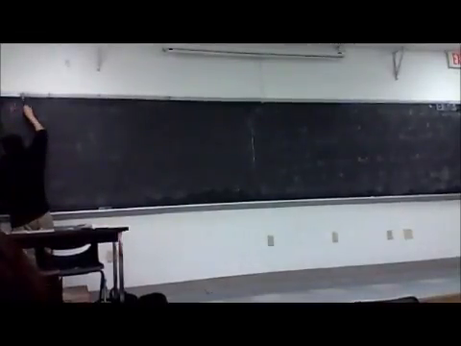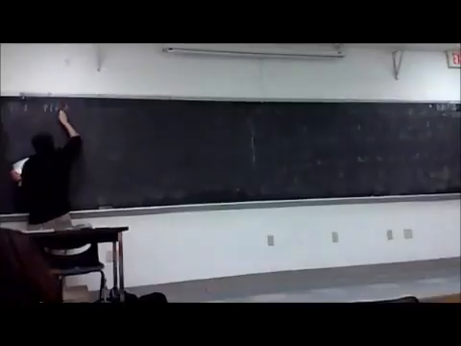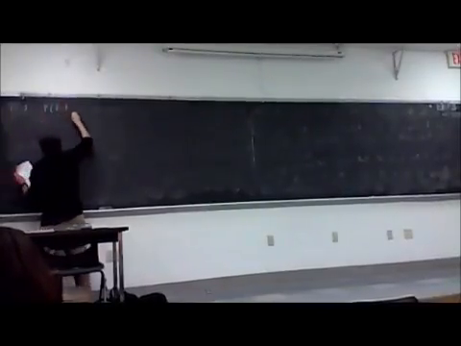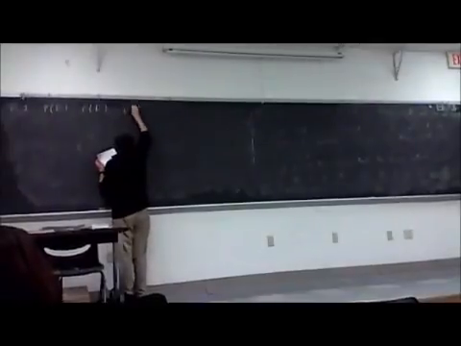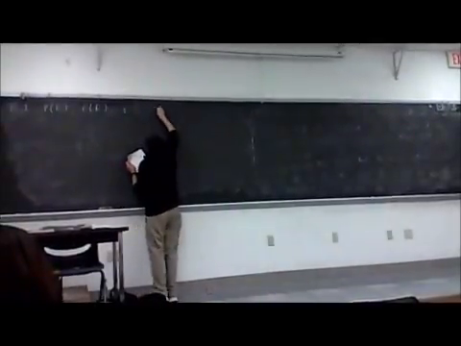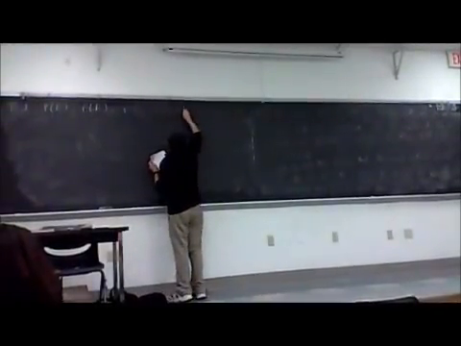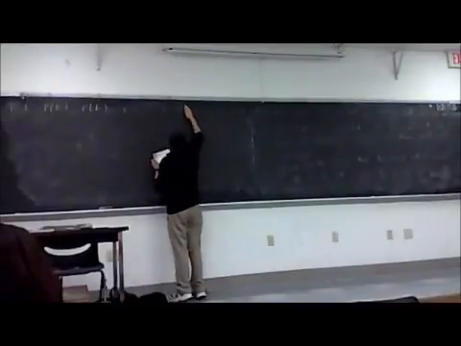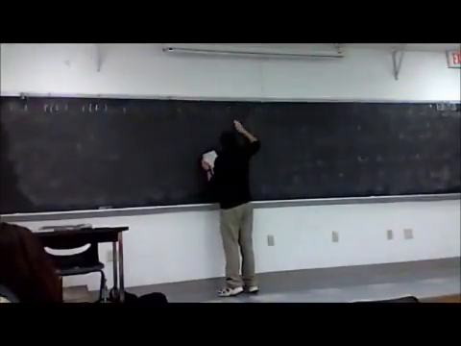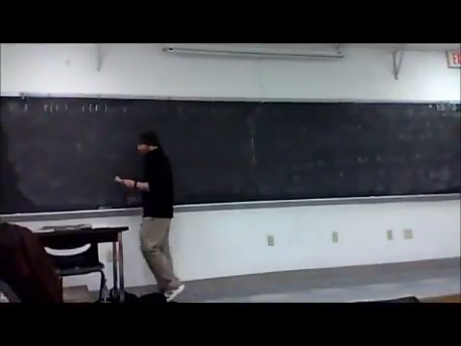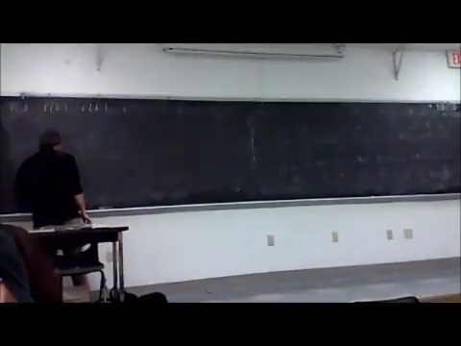So I want to find the probability of E, the probability of F, the probability of the intersection. I want to find the probability of F given that E has occurred, and the probability of E given that F has occurred.